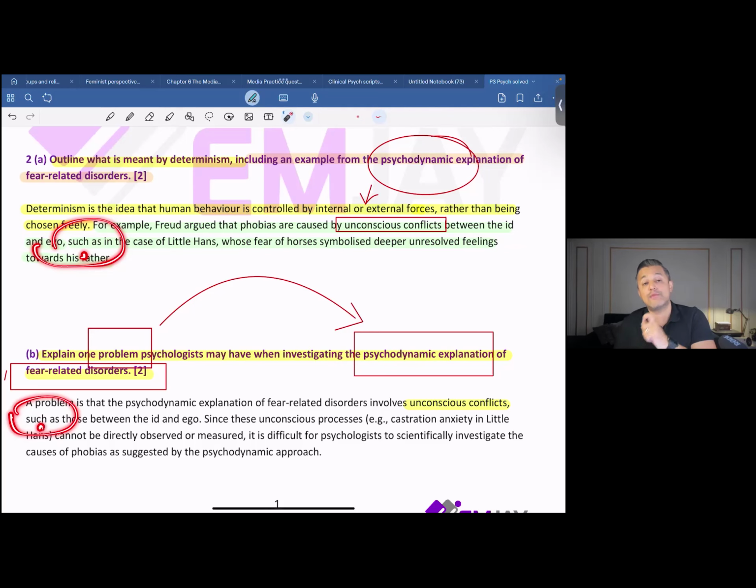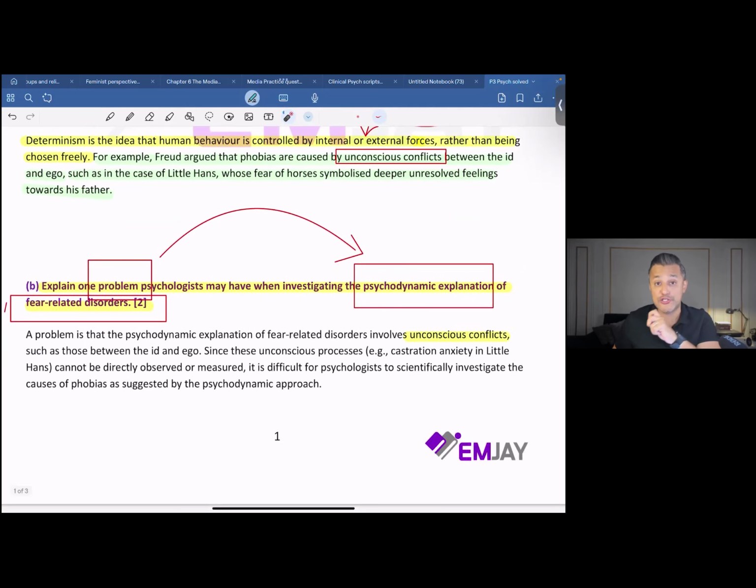I'm making sure that I'm showing the examiner that I know what I'm talking about, right? So a problem is that the psychodynamic explanation of fear related disorders involves unconscious conflicts, such as those between the id and the ego. Since these unconscious processes, for example the castration anxiety in Little Hans, which if you've studied Little Hans you know what this is, cannot be directly observed or measured.